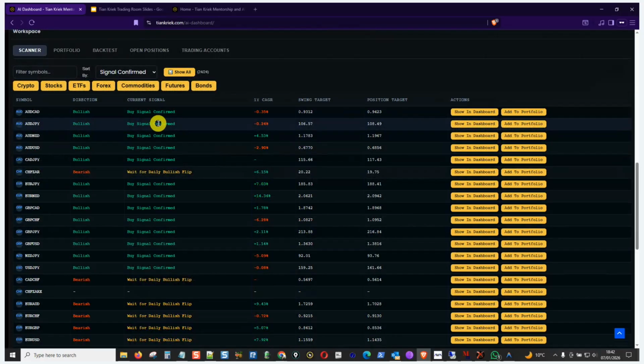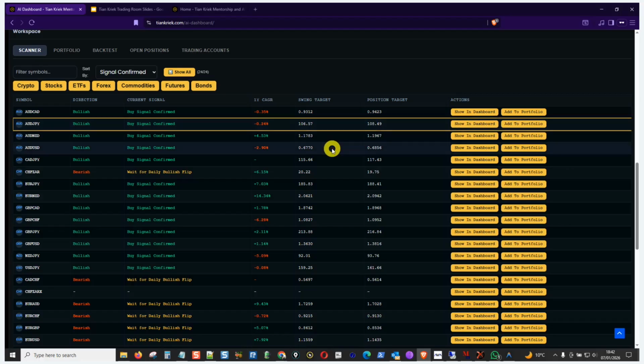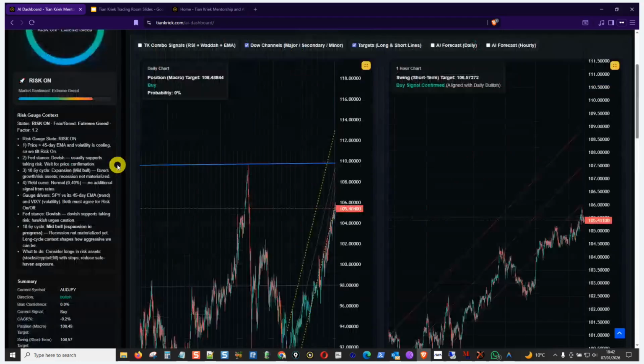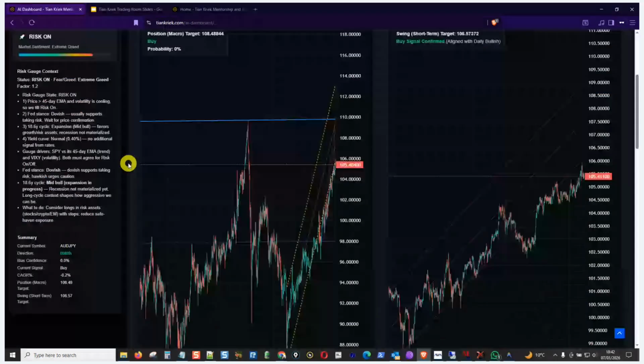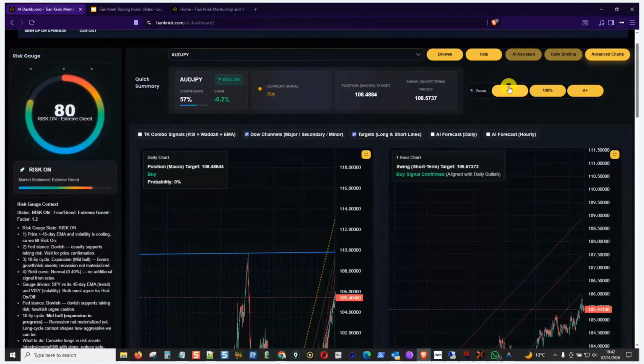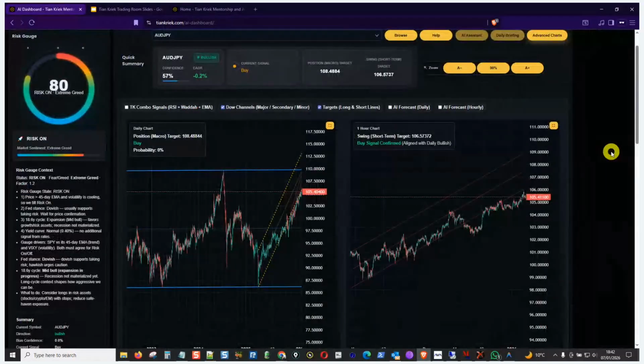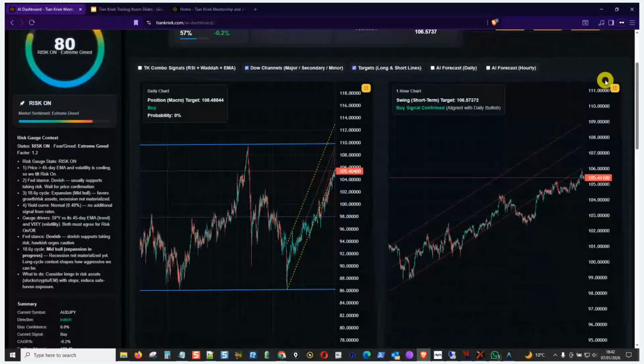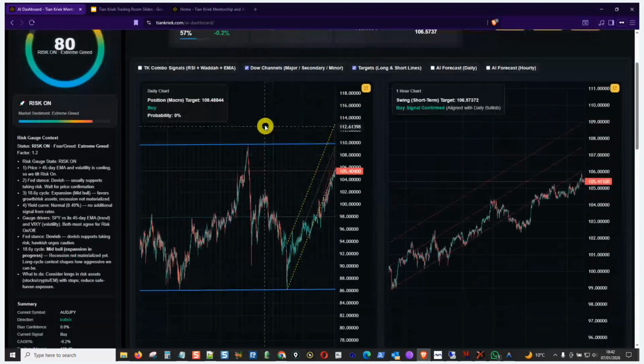There is a buy signal confirmed actually with a position target at 108 and a swing target at 106. Let's show this one in the dashboard and see what it looks like. This is the Aussie yen. Again, if the charts don't show up nicely on your screen, use the zoom button and it will fit everything for you. All right, this is the Aussie yen.